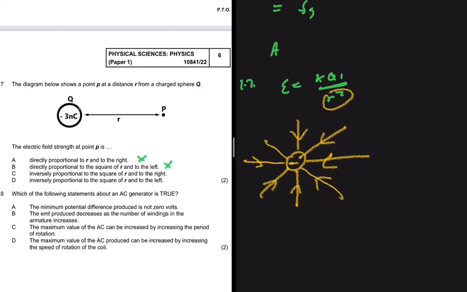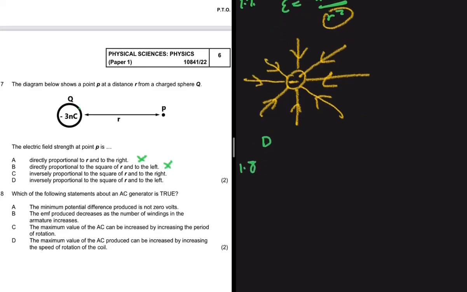So the answer here to 1.7 is supposed to be that the field lines at P will be pointing to the left. They will be pointing towards Q, as you can see from the field lines that surround Q as a negatively charged sphere. So inversely proportional to the square of R and to the left. That is option D.